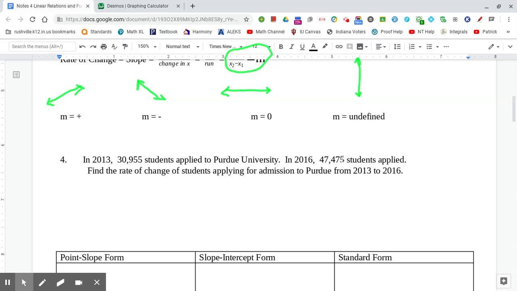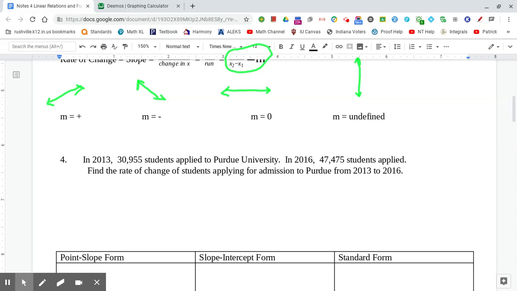What do these represent? 2013 represents a year. 2016 also represents a year. 30,955 represents how many students applied, and this number also represents how many students applied. So that means that we have two variables: a year, and how many students apply.